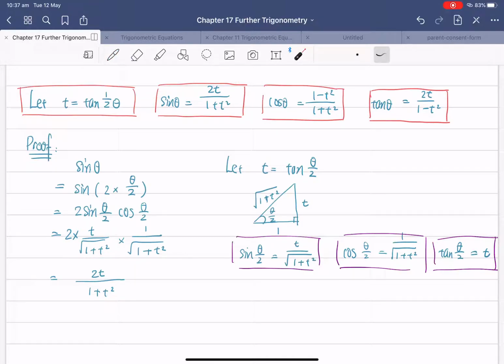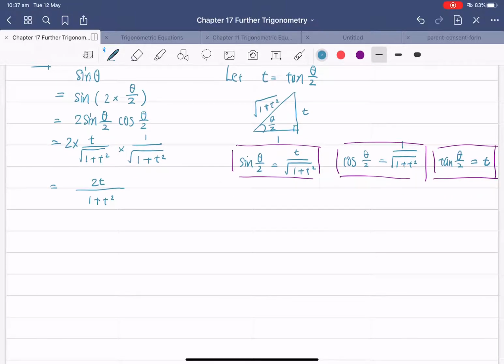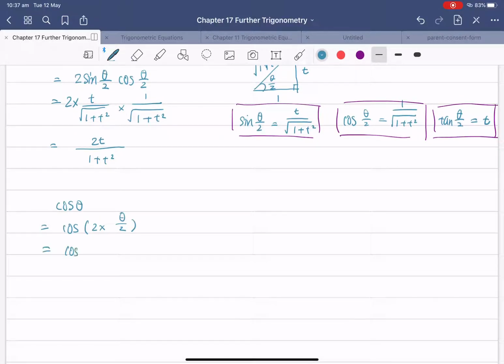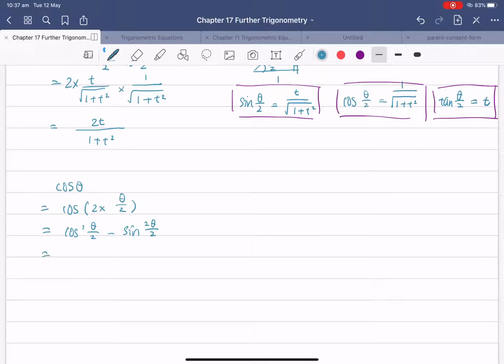Now we can do the same thing for cosine theta and tangent theta, again using the double angle formula. For cosine theta, we'll do the same thing. That gives you cosine 2 times theta over 2, and we can use the double angle formula for cosine, the normal one, the squared one: cosine squared theta over 2 minus sine squared theta over 2. And then let's just do a substitution.